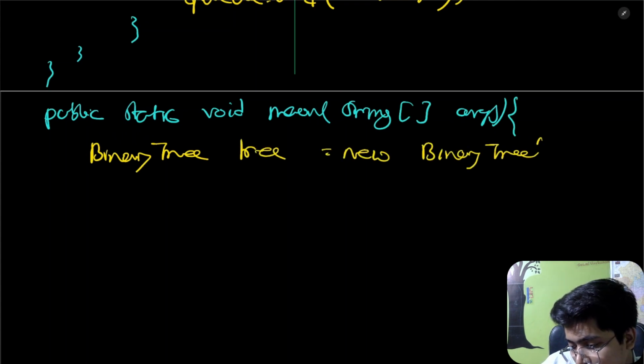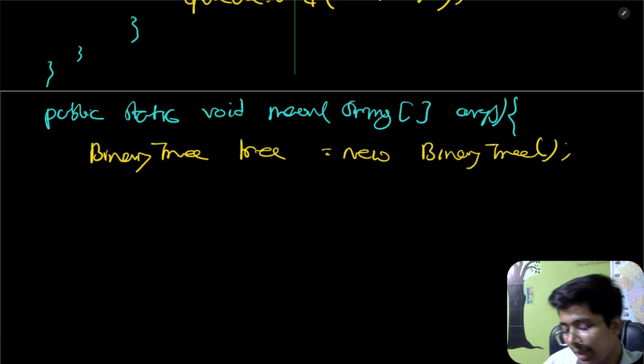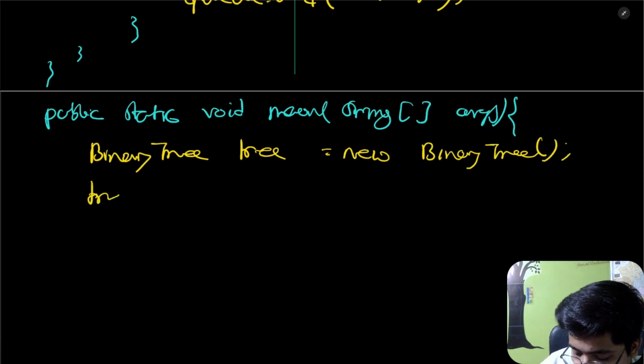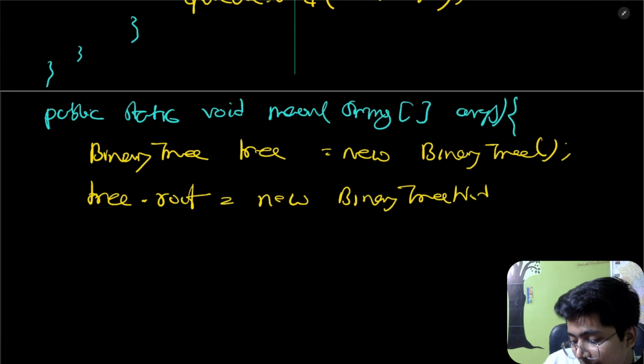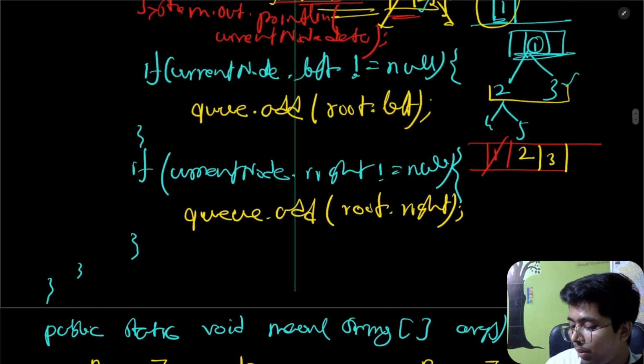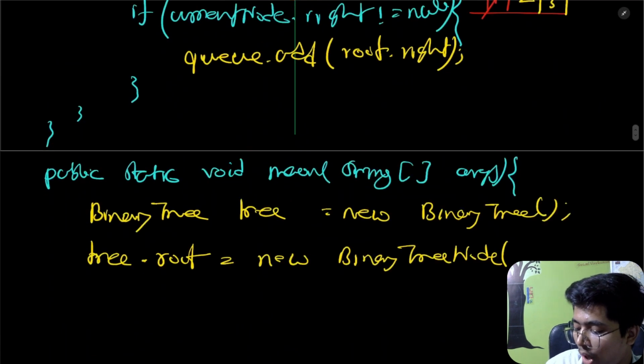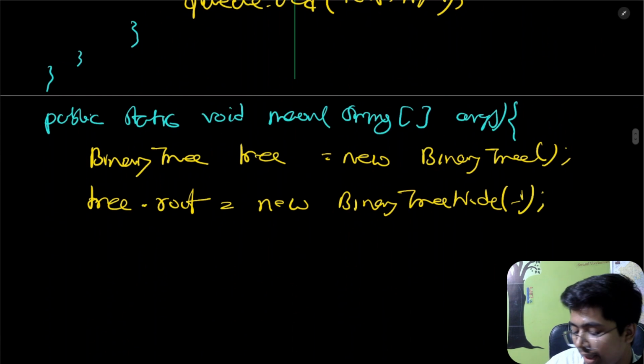So now we have created an object, and first we will be initializing the root. So tree dot root, what does the root value have? New binary tree node. We'll be passing the first value here, this one. So one will be initialized. Okay, now we created the one.